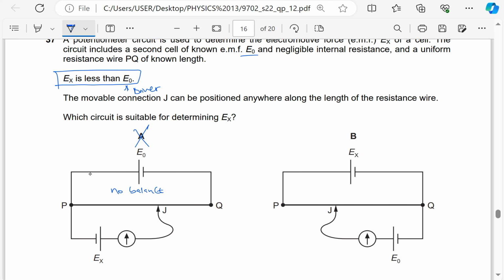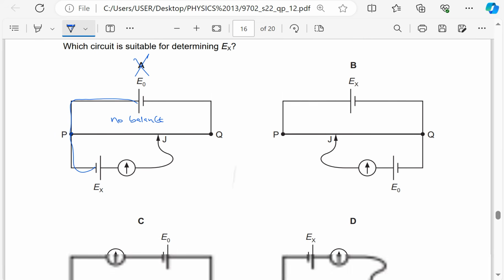Why? Because the positive terminal is joined to the negative terminal. We can never get balance. To get balance, the positive terminal should always be linked to the positive terminal. So A is not going to be correct.